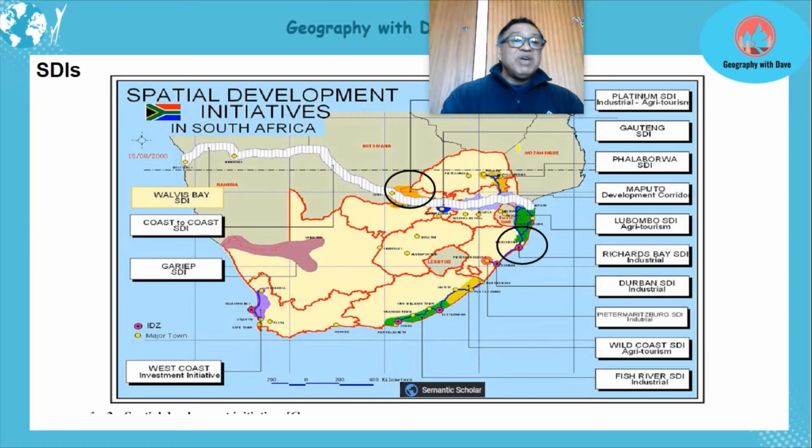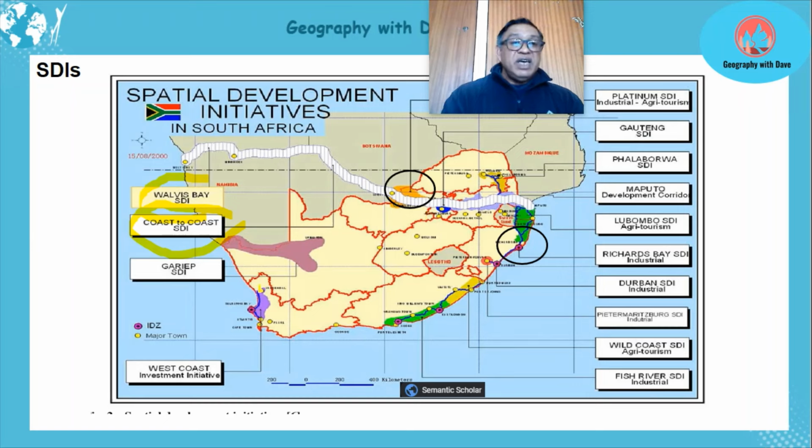All right. Then we look at the SDIs, the Spatial Development Initiative, and you can see how many of them there are. Lots of them are in strategic positions. This is linked, the coast to coast is linking both sides. You understand? From there right to this side. Imagine a beautiful linkage on both sides.